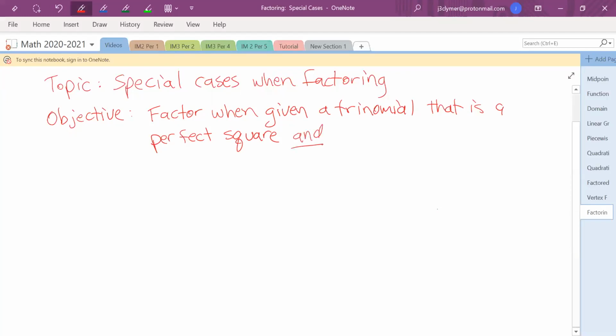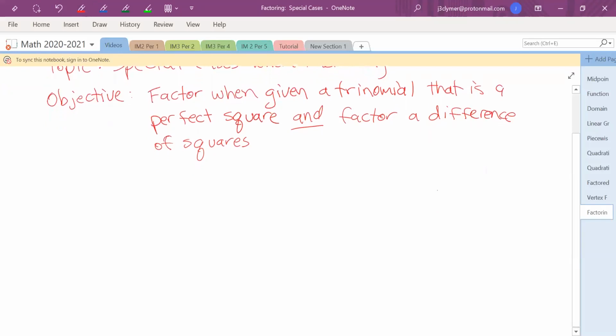And, okay, so there's two objectives here. We'll be able to factor a difference of squares. Okay, and that's not actually a trinomial, but it could be written as a trinomial if you want. But anyway, if we see difference of squares, we could write as a trinomial and use our usual techniques, but there is a shortcut. We're going to learn those shortcuts. So think of these special cases as shortcuts.